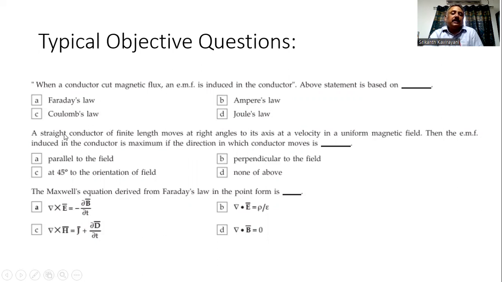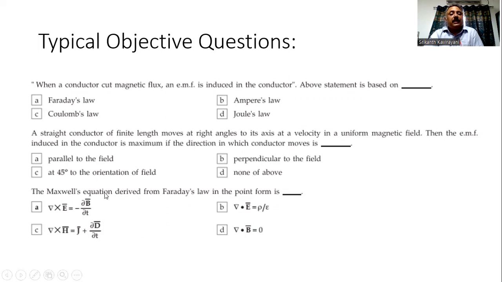Similarly, as the second question, a straight conductor of finite length moves at right angles to its axis at a velocity in a uniform magnetic field. Then the EMF induced in the conductor is maximum when the direction in which the conductor moves is parallel to the field, perpendicular to the field, at 45 degrees to the orientation of the field, or none of the above. Again, the directions of the magnetic field, the electric field, and the current, relative to each other, should be carefully observed.